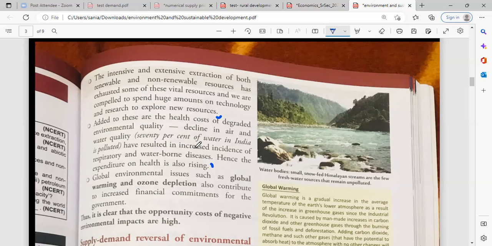Okay, because of this, what is happening? You exploited the environment. Because of this, what is happening? The health quality. See, decline in the air and water quality. Because of this, you are facing issues of waterborne diseases and respiratory diseases and so much. So again, because you are harming the environment, automatically you have to spend more money on health.